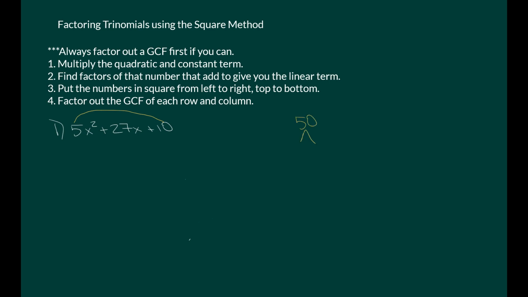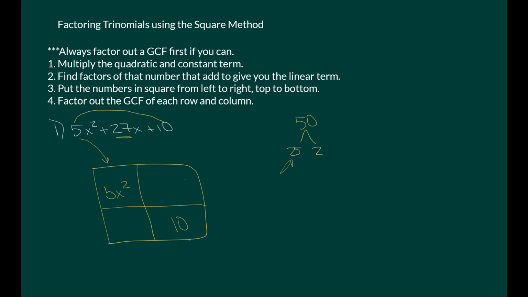Then you ask yourself, what are factors of 50 that I can add to get 27? I would say 25 times 2. 25 plus 2 gives me 27. 25 times 2 gives me 50. So now I'm going to draw this box. I'm going to write in it from left to right. The first term goes in the first square, 5x squared. The last term, 10, goes in the last box.